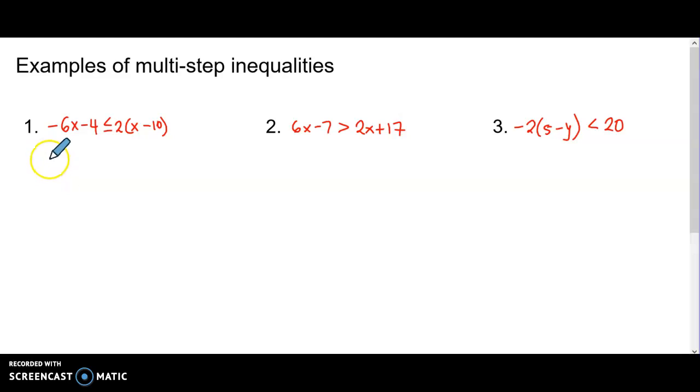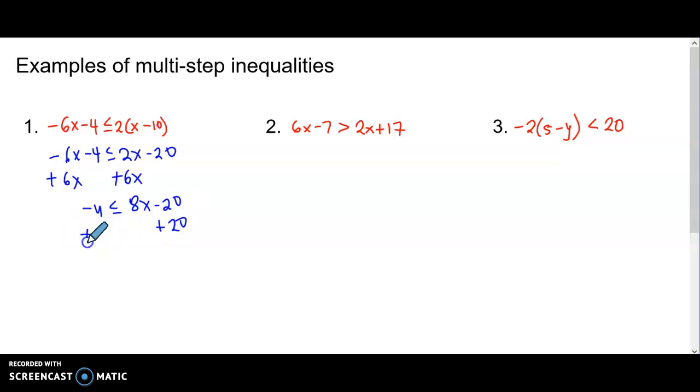Well, in number 1, I have to distribute to get rid of the parentheses. Then I have x's on both sides. As with equations, I will personally get rid of the smallest. Negative 4 less than or equal to 8x minus 20. I want x by itself, so I'm adding 20. 20 minus 4 is 16. I want x by itself.